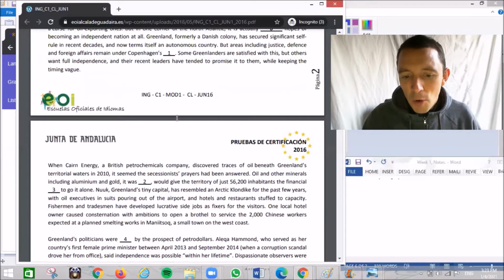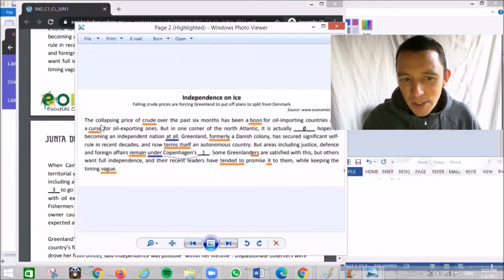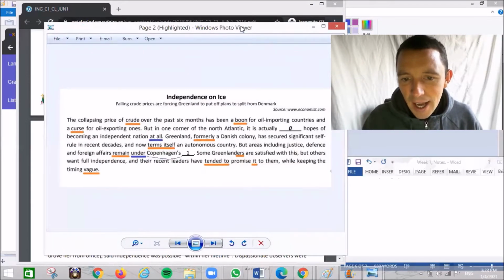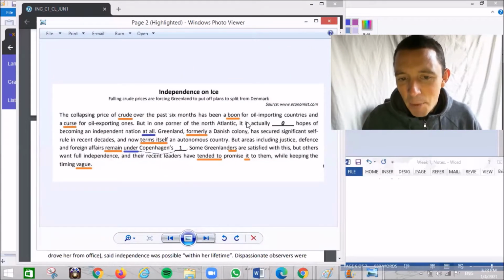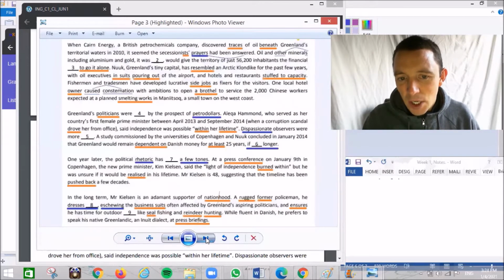So I'm going to open my file here, and you can see that this is the same text, and I have underlined the key vocabulary to try to explain and to teach the important points, okay? So we have 1 page, 2 page, 3, 4 pages in total, okay?